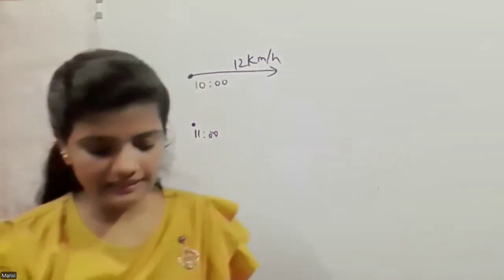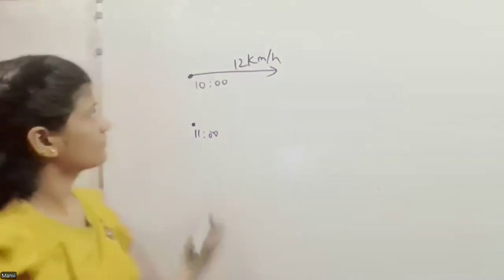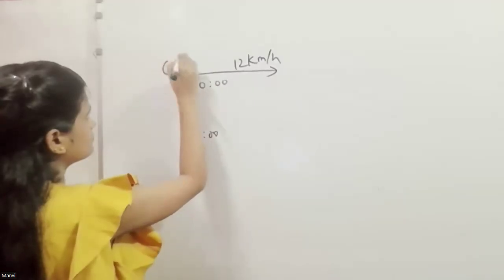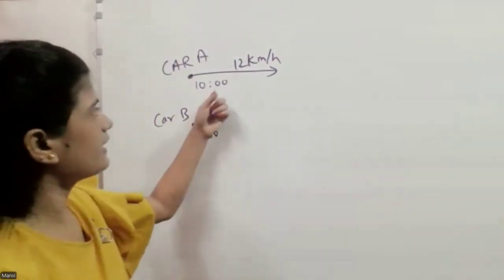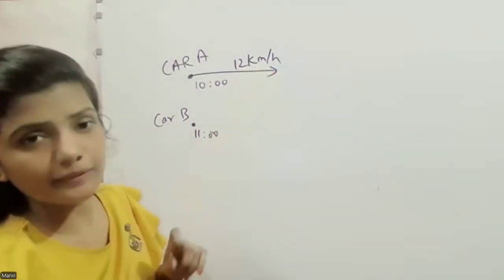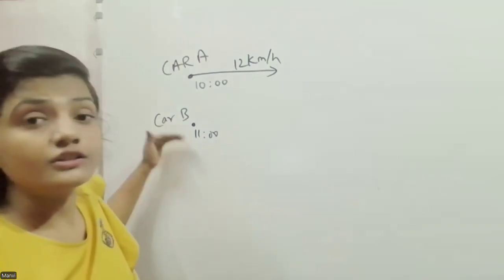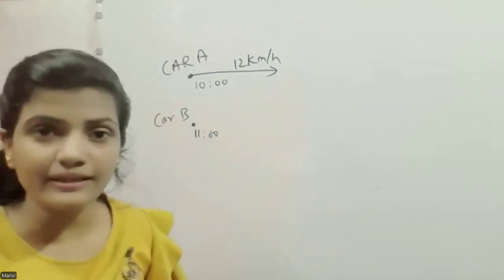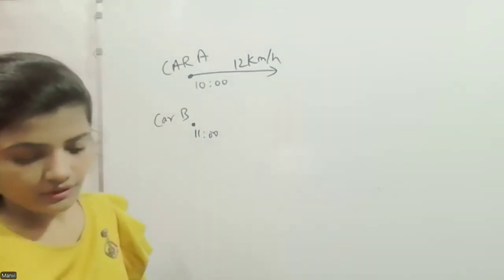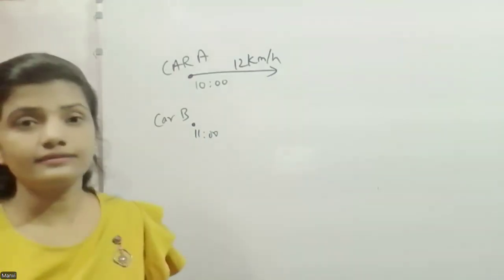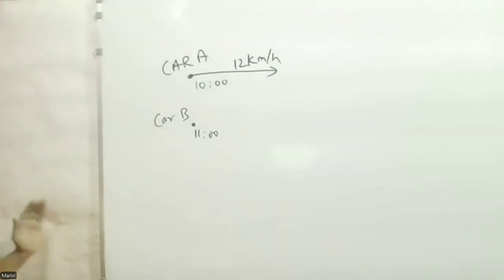So you can clearly say from 10 to 11 is 1 hour. This is car A, leaving at 10 and traveling at 12 km per hour. When car B started, car A was already 12 kilometers away from car B. Next, 18 kilometers take away 12 kilometers, that's just 6.